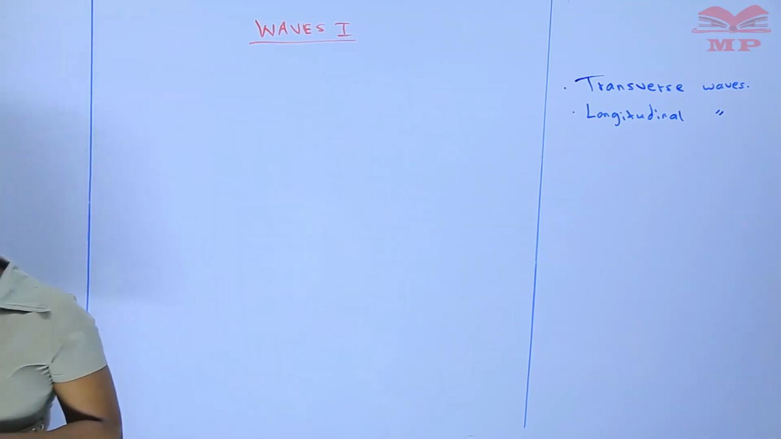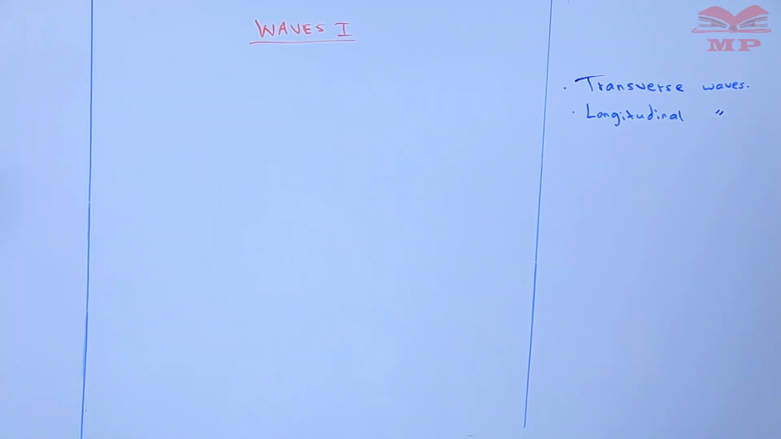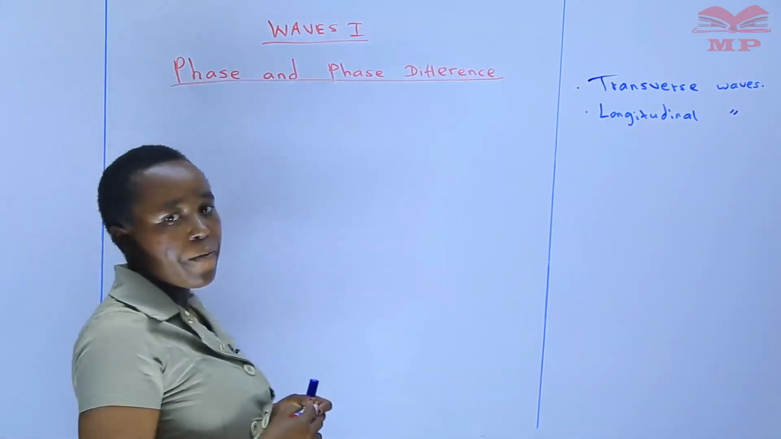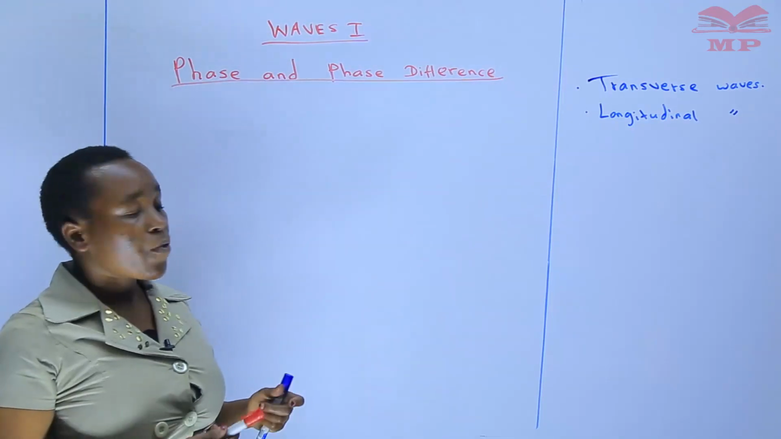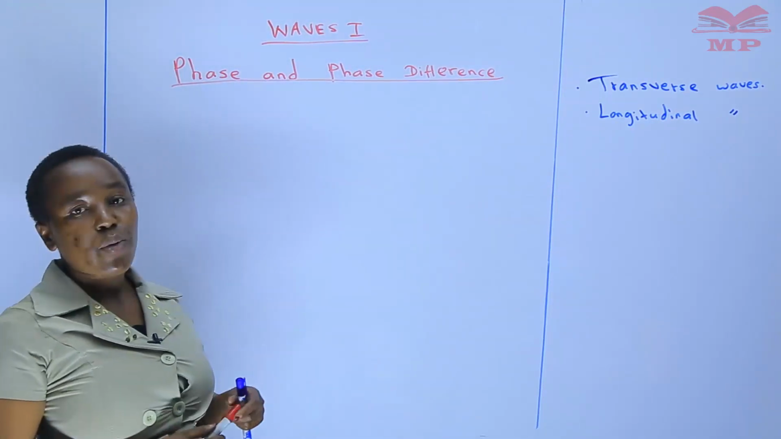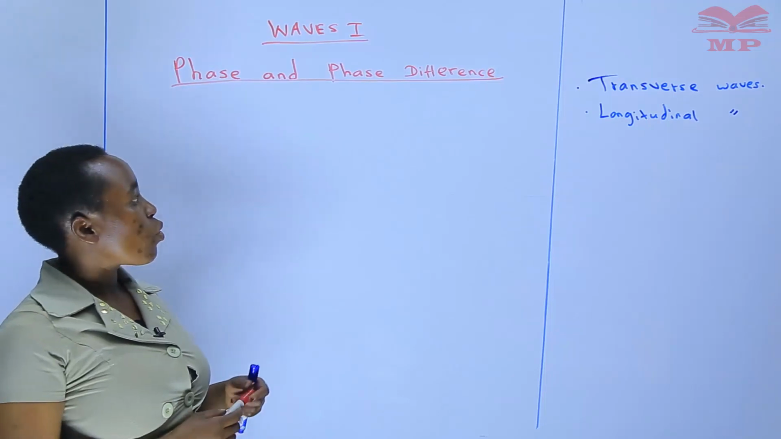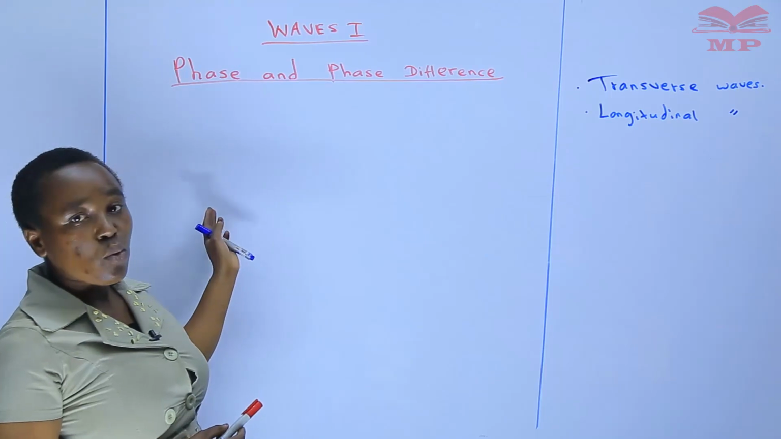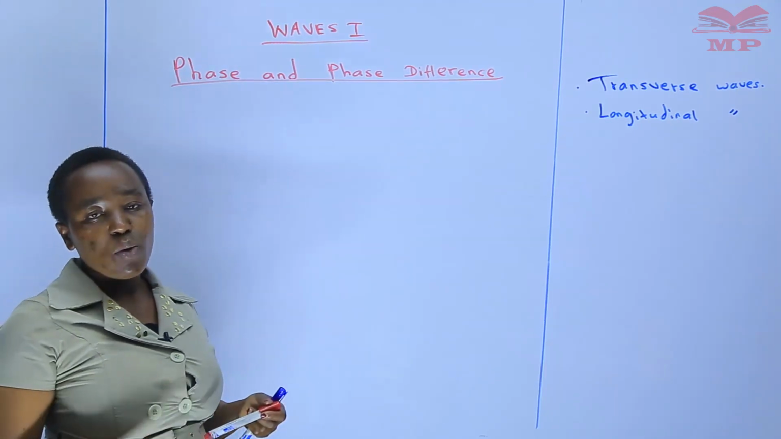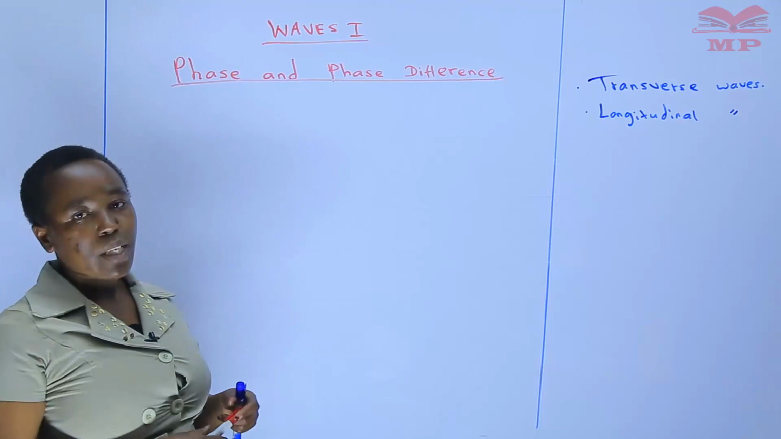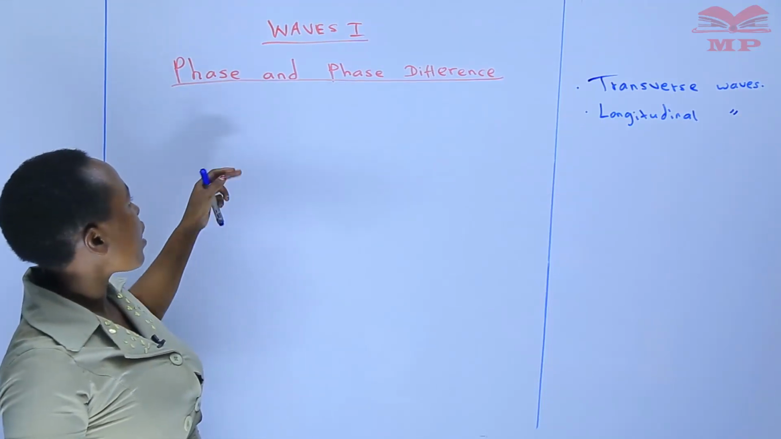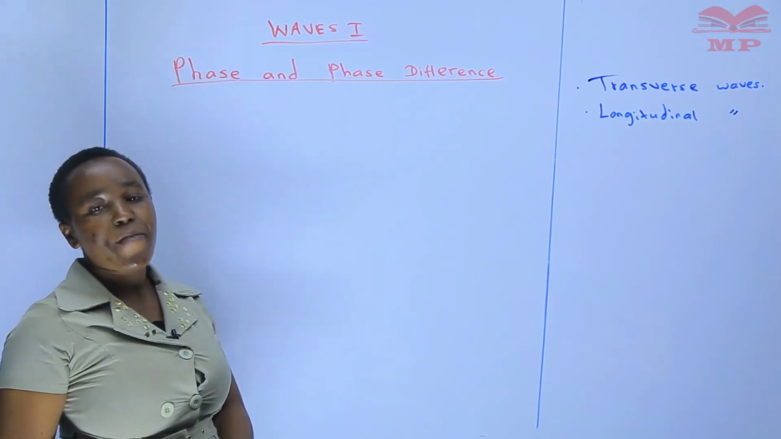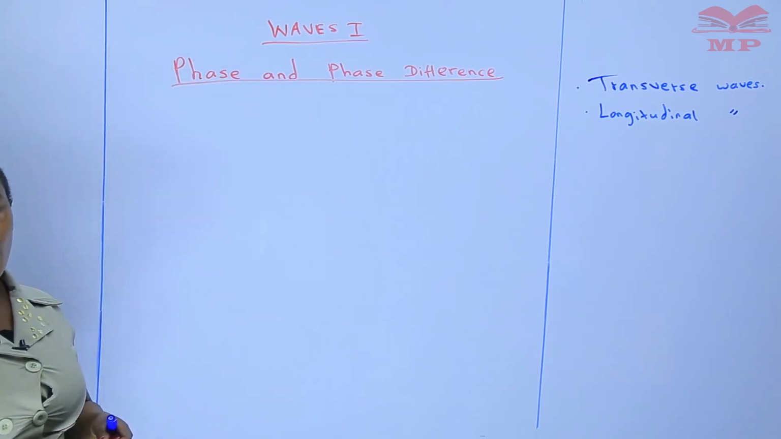So during our lesson today, we want to look at phase and phase difference. Phase and phase difference, that is for waves, and we want to see when you are told, for example, to draw or to make a sketch of two waves whose amplitude is the same and the frequency is different, what are you supposed to do? Then again, by the end of the lesson, you'll be able to know what we mean by waves which are in phase and waves that are out of phase.